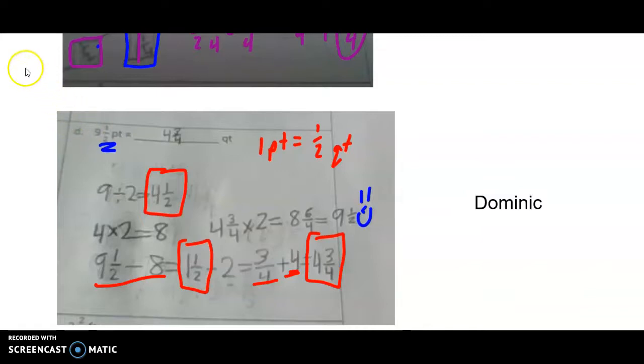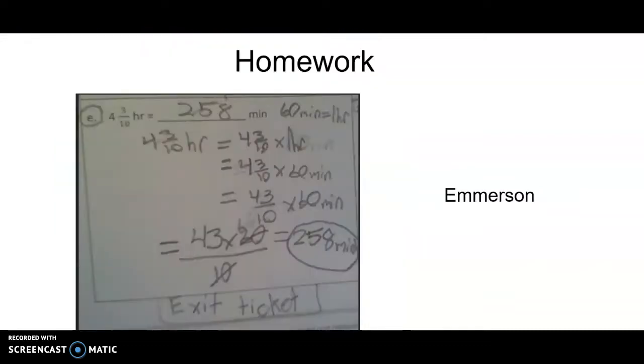Now, as we move on to the homework portion that you did with Mr. H, I have Emerson's work that I'd like to share with you. And I really liked hers. Not only is it really nice and neat, but she included over here the conversion, 60 minutes equals 1 hour, and then showed her conversion here from taking 4 3/10 times 1 hour and turning it into 60 minutes.